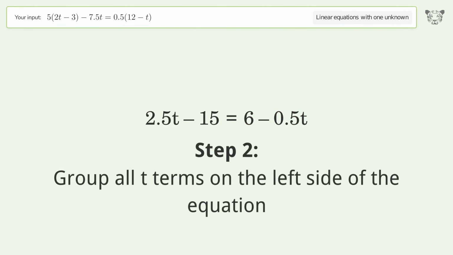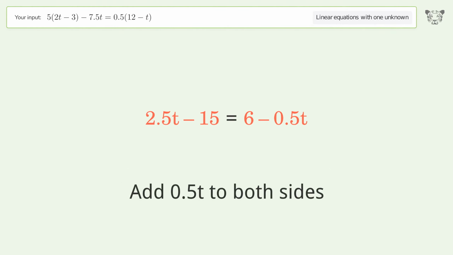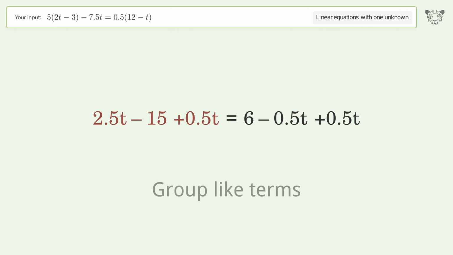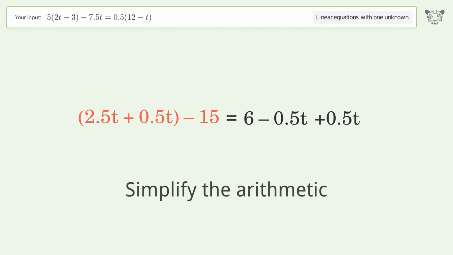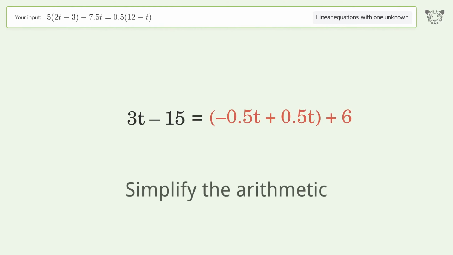Group all t terms on the left side of the equation. Add 0.5t to both sides. Group like terms. Simplify the arithmetic. Group like terms. Simplify the arithmetic.